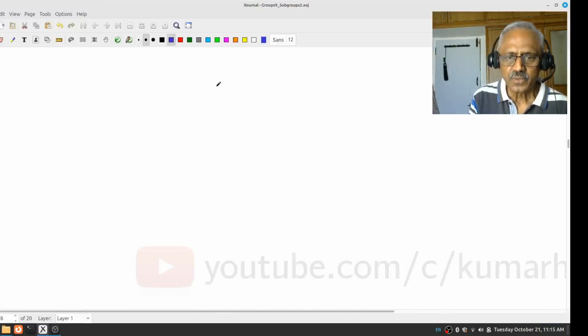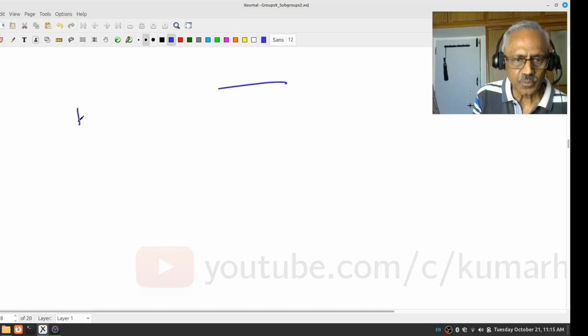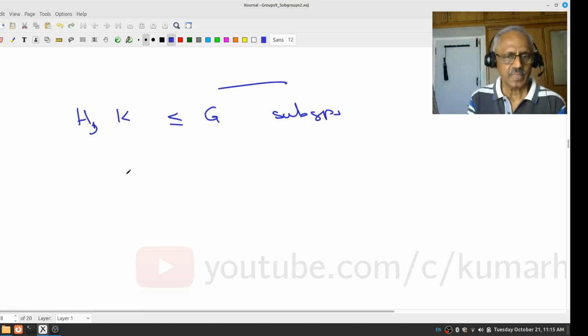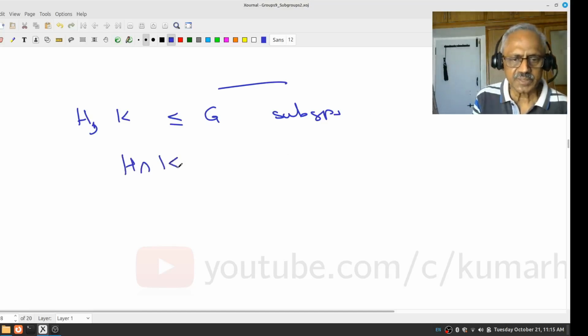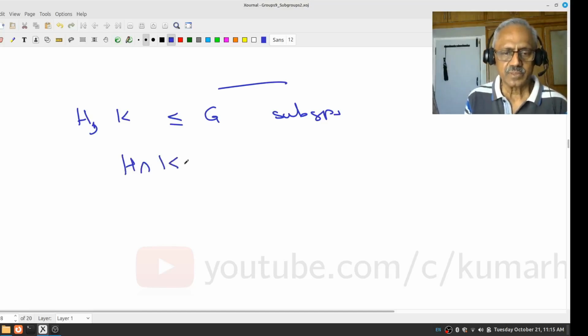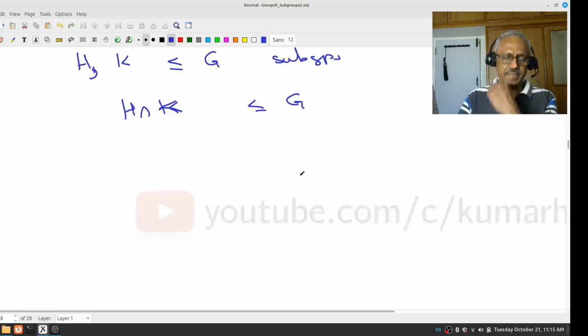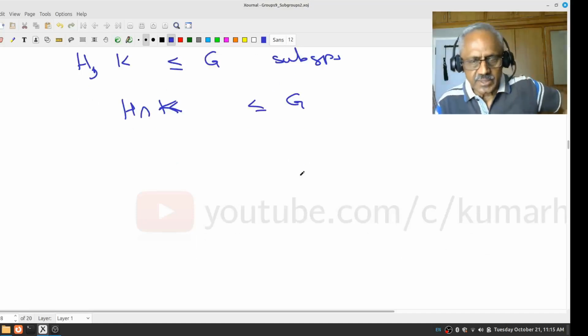Okay, so now I want to do the intersection of two subgroups. Suppose H and K are subgroups of some group G. I want to know what happens to H intersection K. I want to claim this is also a subgroup of G. Do you understand what this means?